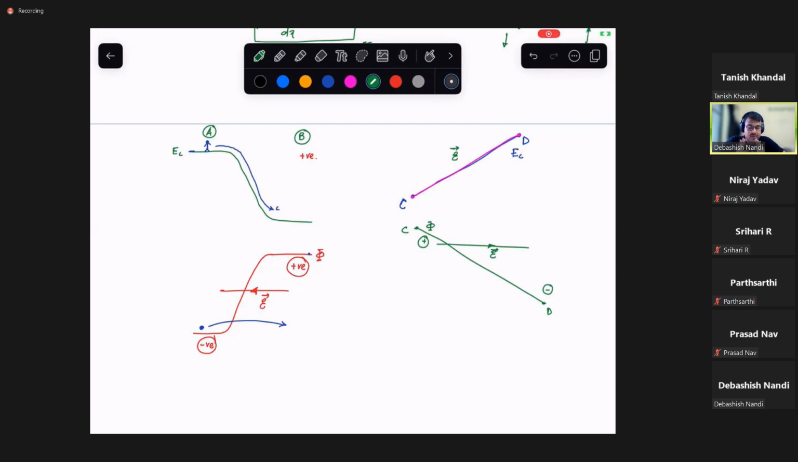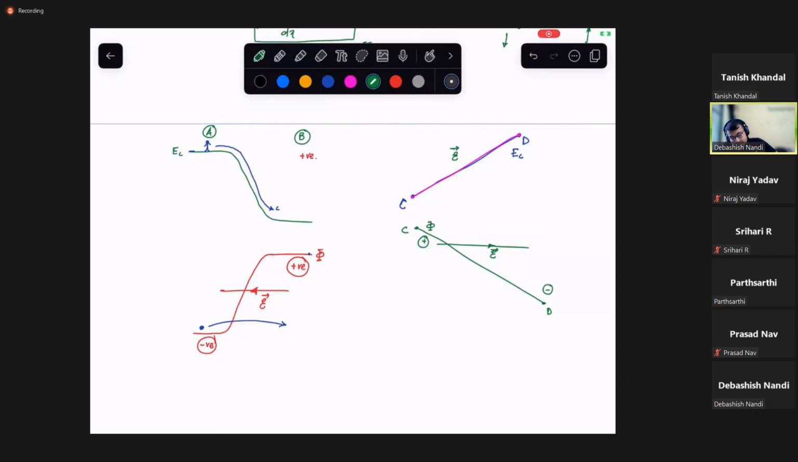So now if I give you any profile, can you tell me where the electric field is? This you should be able to do, right? Yes, sir. Okay. So if you have any doubt... Sir, once again, explain how C is at higher potential. How C is at higher potential? Yes. Okay.